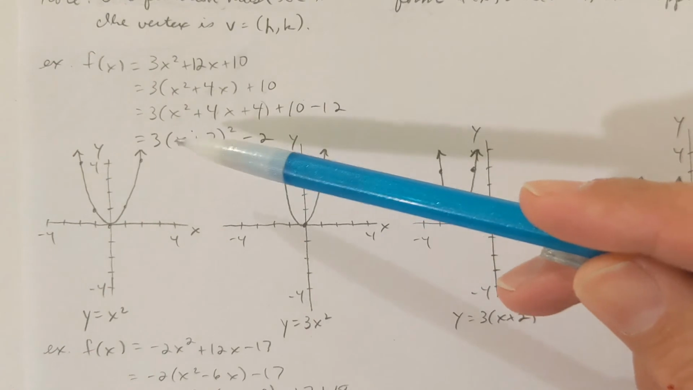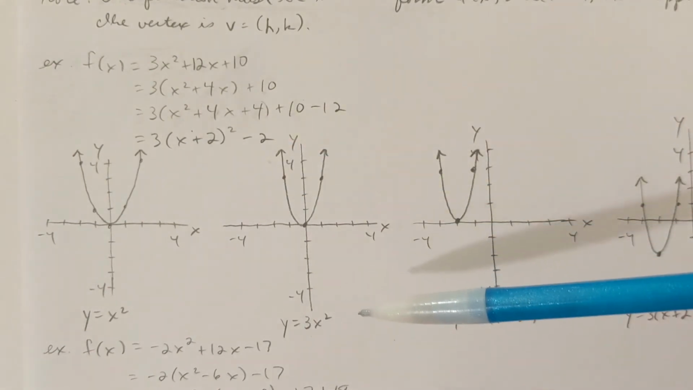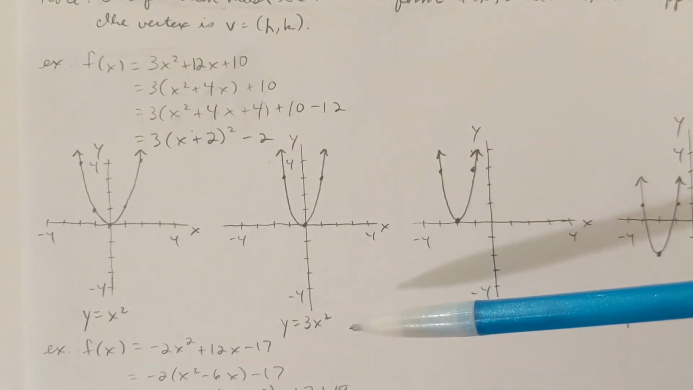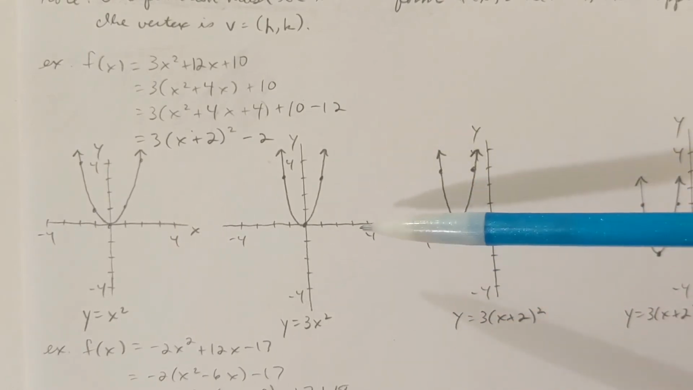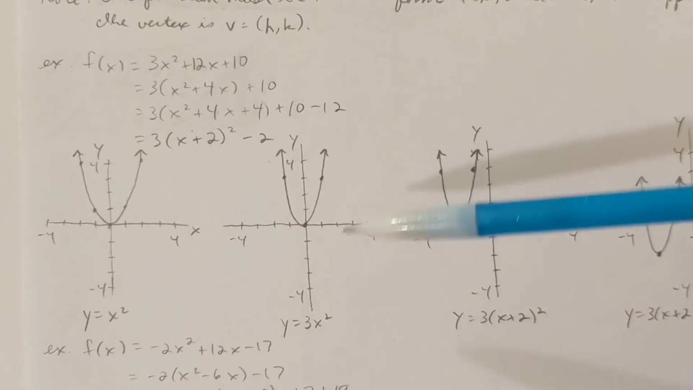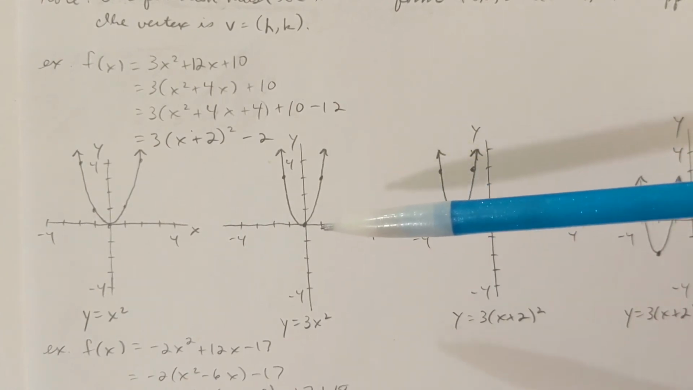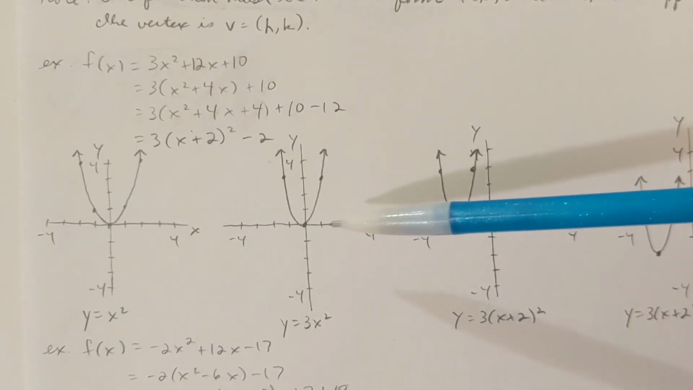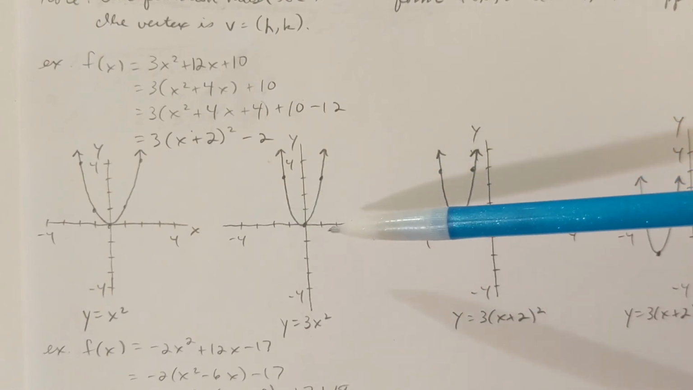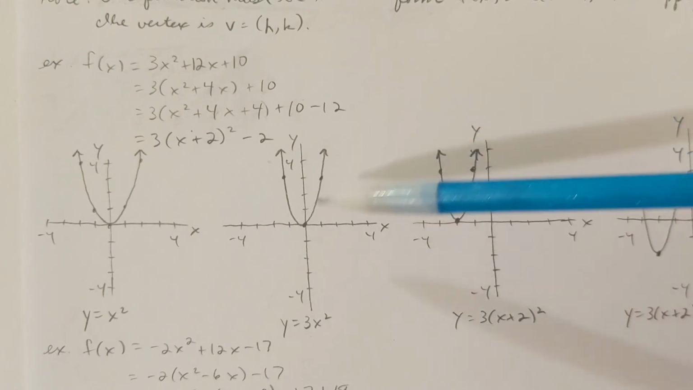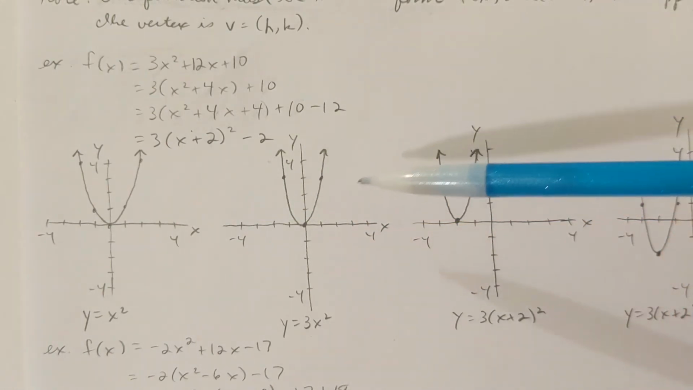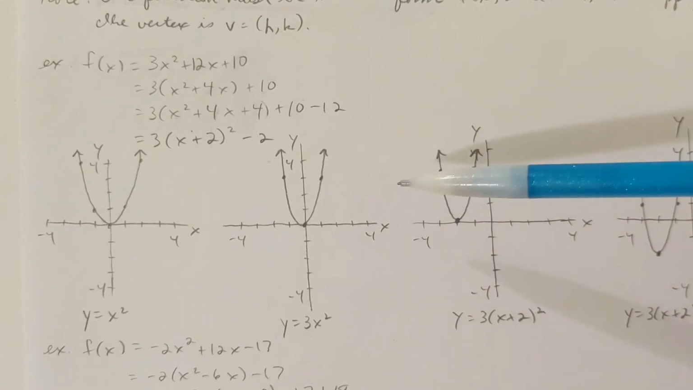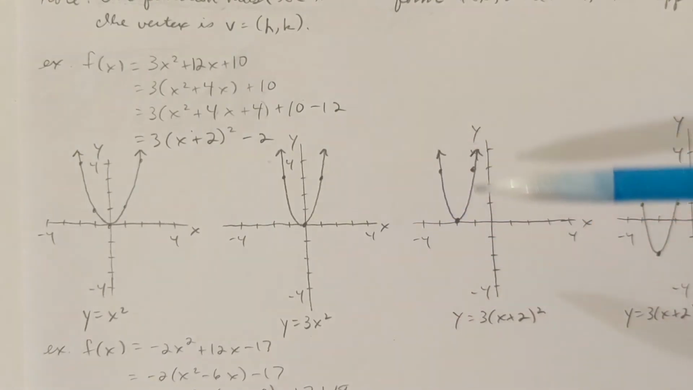Y equals 3x squared is the next graph that I would draw. And that's going to vertically stretch the original graph by a factor of 3. So 0, 0 is on the graph, 1, 3 is on the graph, negative 1, 3 is on the graph, 2, 12 is on the graph, and negative 2, 12 is on the graph. Both those points, 2, 12 and negative 2, 12, are off the scale that I've got. So I'll just stick with these 3 points the rest of the way.